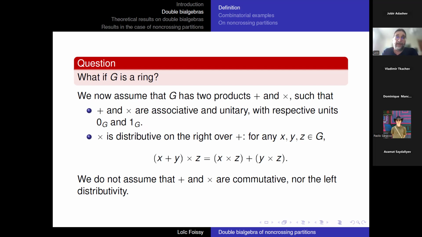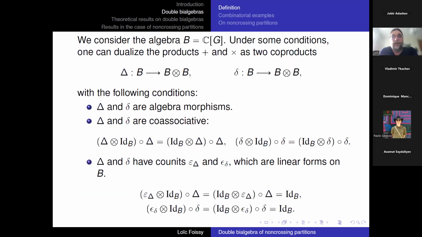So how can you translate this? Well, you should have a polynomial algebra on J. So you have an algebra B, which is the polynomials on J. If everything is okay, if the topology is correct or something like this, you can dualize the two products, the addition and the multiplication, and you obtain two coproducts, big delta here and small delta. Big delta corresponds to the addition, small delta to the multiplication, with good conditions.